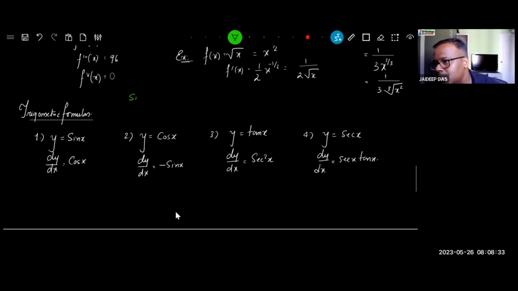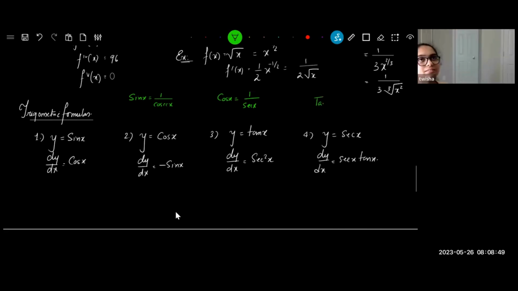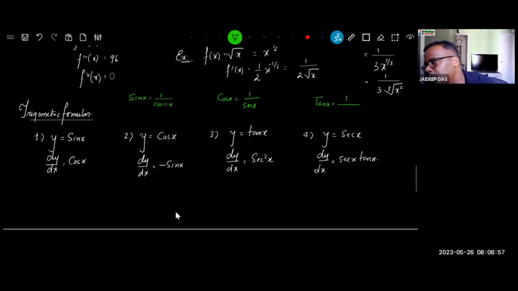Sin x is equal to 1 upon cosec x. Cos x is equal to 1 upon sec x. Tan x is equal to 1 upon cot x.